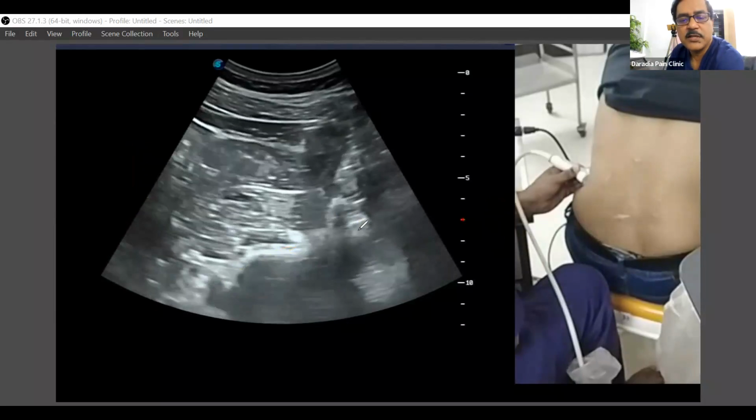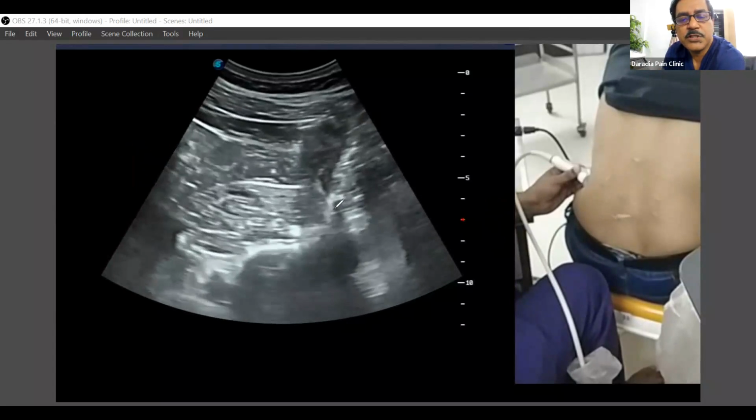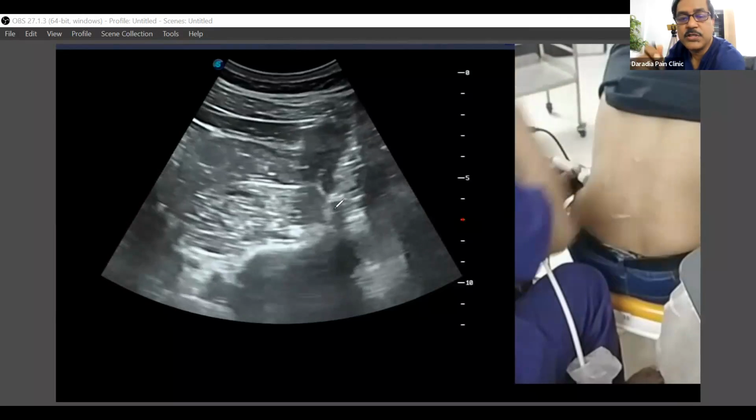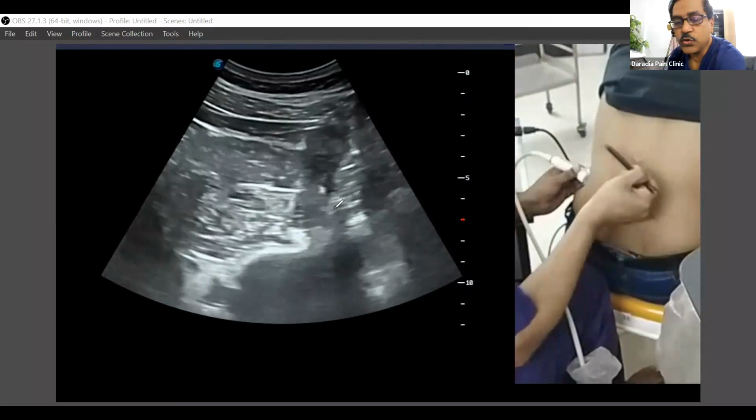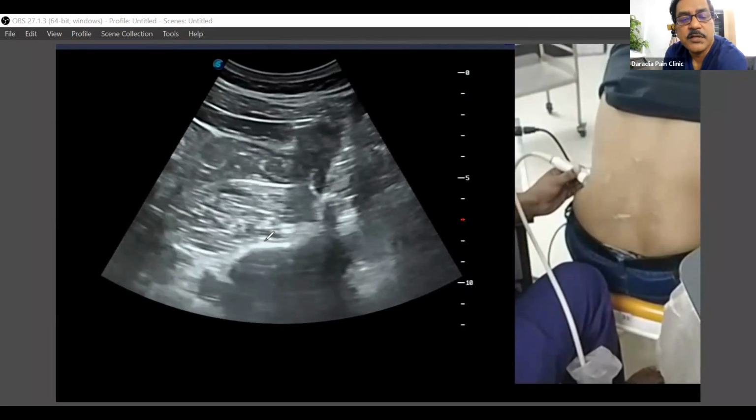Keep this orientation nicely. So see, now the transverse process is coming. So this is your transverse process. Here, the transverse process, I am swinging it from the lateral. So it comes closer to your probe. So this is your transverse process. This is the vertebral body.